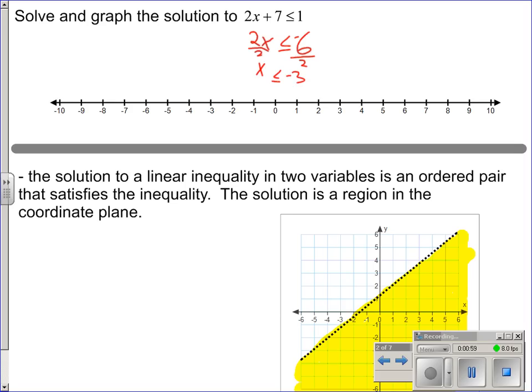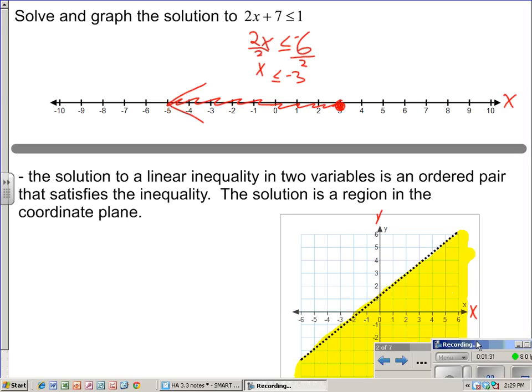Now when we graph it, we go to the number line. It's an or equal to, so we're going to fill that circle in, and we have x values less than that. That's this way, okay? With only one variable, there's only one number line. When you start dealing with a linear inequality in two variables, now you've got an x-axis and a y-axis.